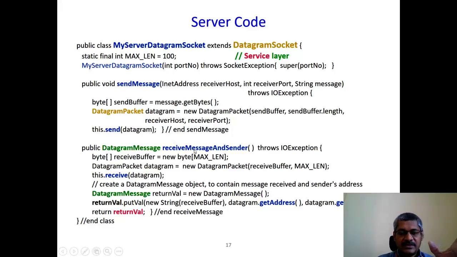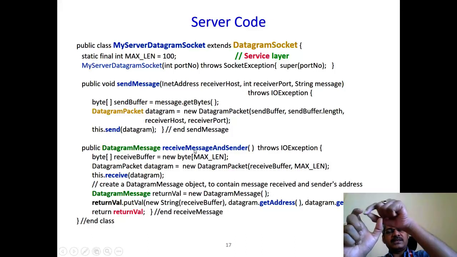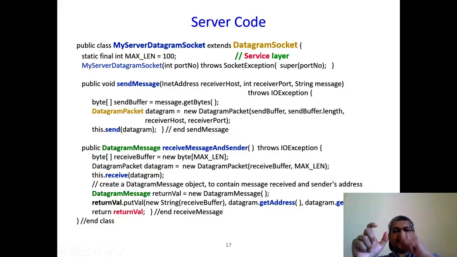So actually the receive message is the one where you are receiving the message from the client and you are trying to extract the details of the client. That's like the earlier API which I talked about in the previous slide. In the receive message and sender, just like we learned earlier, we create a buffer, a byte array, and we create a datagram packet with that buffer, and then we receive that datagram packet.